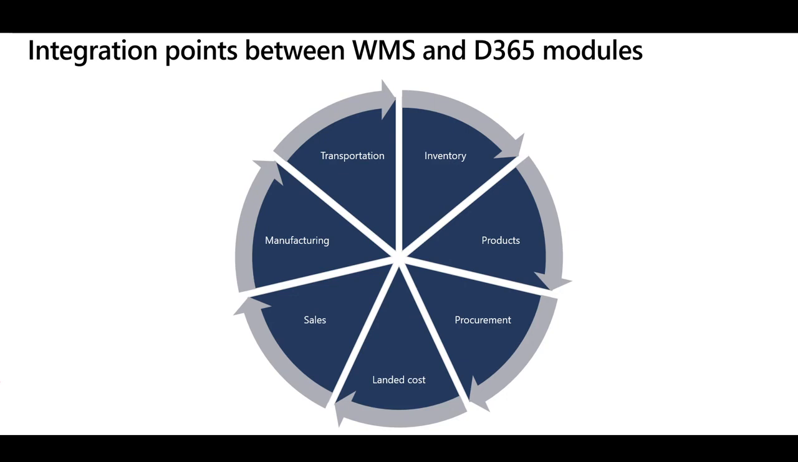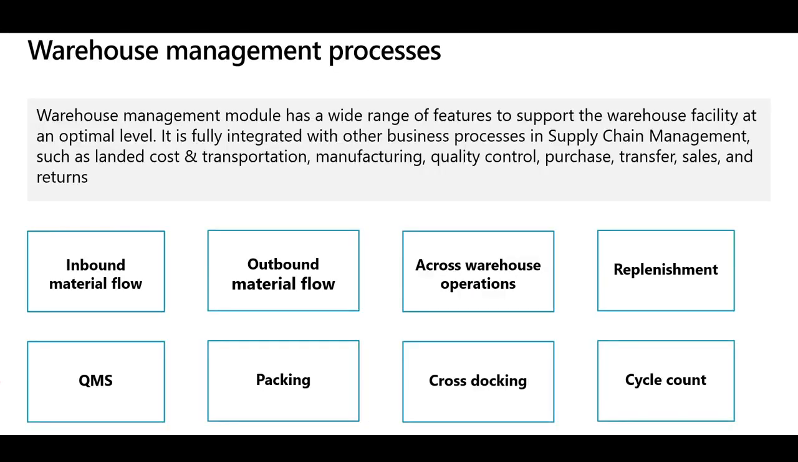Then with the landed cost module, while processing the goods in transit orders. Then with sales management, while processing the order picking and packing operations. Then with the production control module and the manufacturing process, where you can process the raw material consumption and the finished goods put away works. Last but not least, with the transportation management module, while processing the load management and the driver check-in and out activities. As you can see, the warehouse management module has a wide range of functionalities to support the warehouse facility at an optimal level.